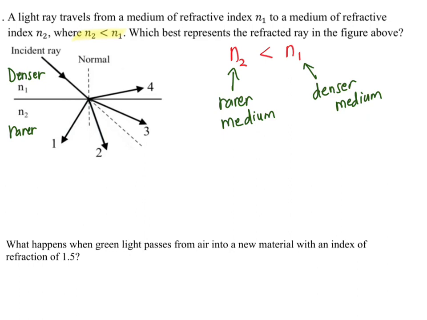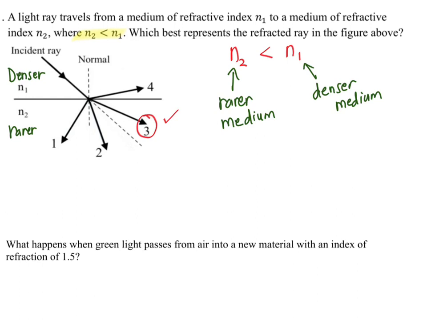Ray is traveling from a denser to a rarer medium, and that's why it should bend away from the normal, which means 3 is the ray which represents the refracted ray.